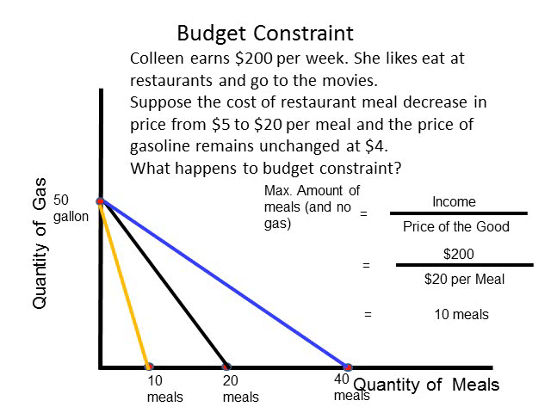The important thing to notice is that as the price of the good changes, the budget constraint will rotate either to the right or to the left. It will rotate to the right as the price of the good gets cheaper, and it will rotate to the left as the price of the good gets more expensive.